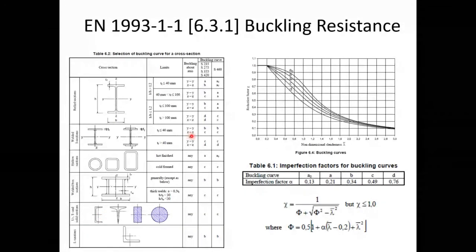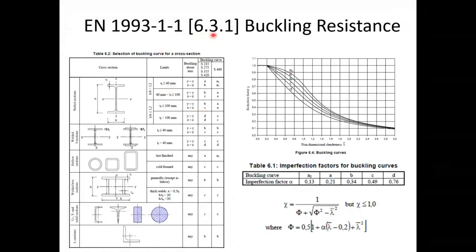So what does that look like in the code? If we go to Eurocode 3, part 1-1, clause 6.3.1, we get the buckling resistance, and the selection of the buckling curve for the cross section. So if we have a rolled section, for example, like this one, we have to first look at what the height of that section is relative to the width of the section. And if the height over the width is greater than 1.2, and the flange thickness, this flange at the top, is less than 40 millimeters, and we're looking at buckling about the YY axis, the major axis, then we use curve A for these grades of steel, which is typically the grades that we're going to be using.